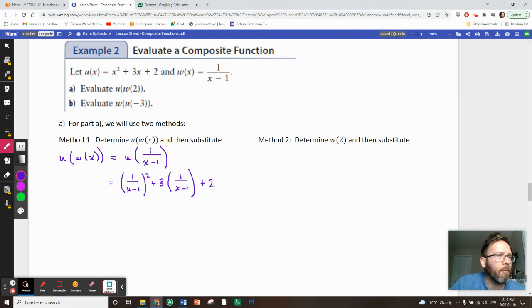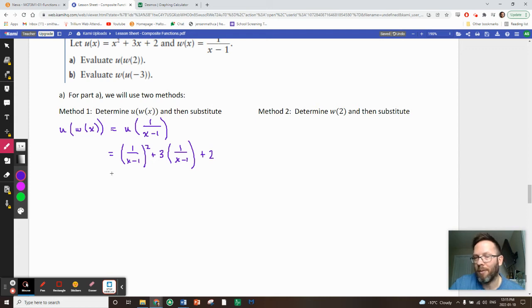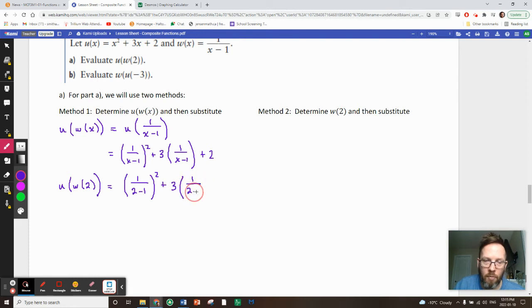Now, we could simplify. However, if our goal is just to find out what the value of this function is when we plug in 2, then simplifying isn't really necessary. Let's just plug in 2 and see what we get. So u of w at 2 means let's just plug in 2. So (1 over 2 minus 1) squared plus 3 times 1 over 2 minus 1 plus 2, and we'll just work it out.